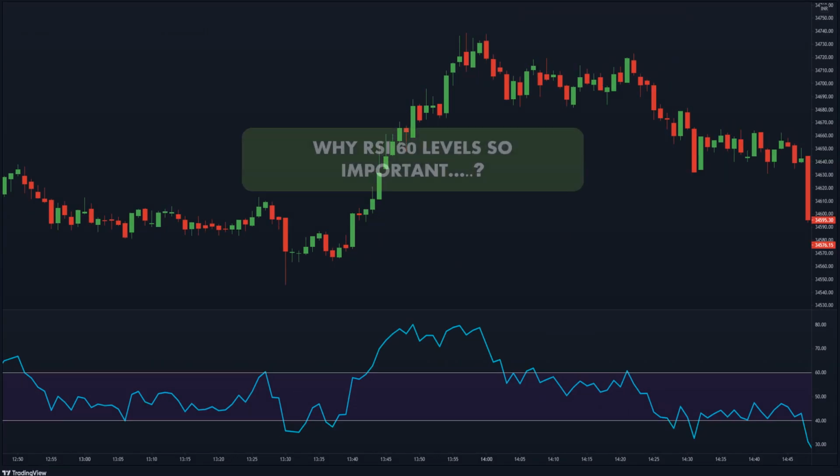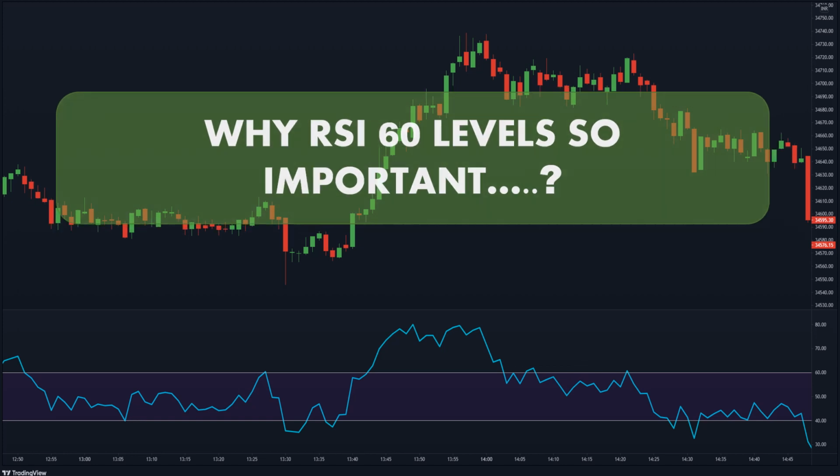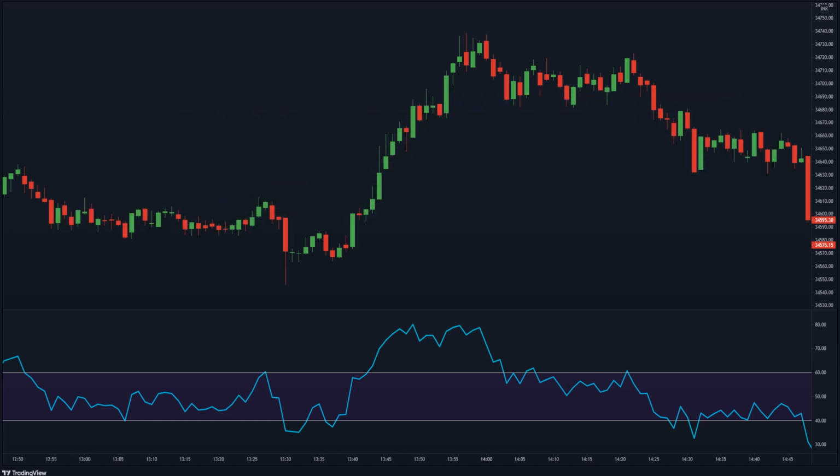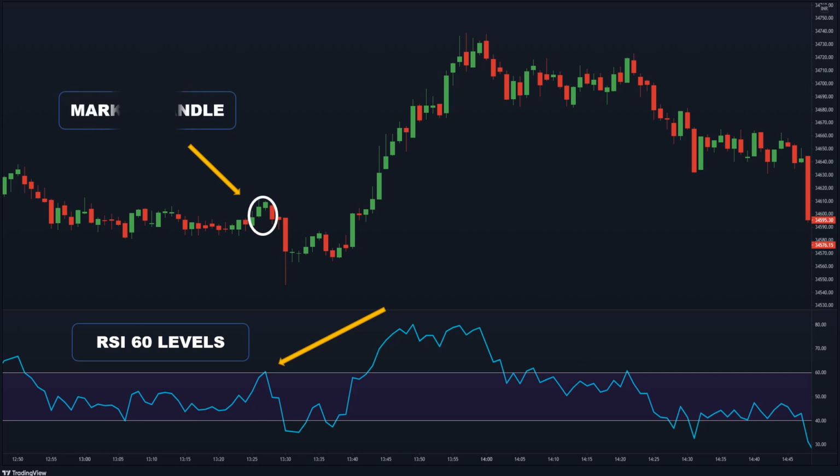Why are RSI 60 levels so important? Now here you see that the RSI tried to go above 60 RSI levels, but the momentum was not that strong. Though the markup candle was formed, the next candle didn't break the high of the markup candle. And hence, both the price and RSI were pushed down.